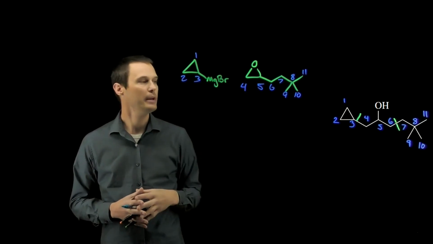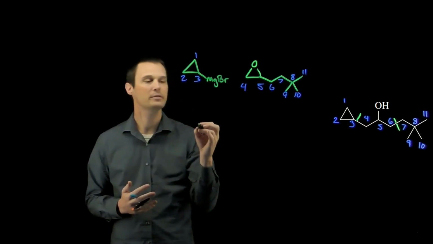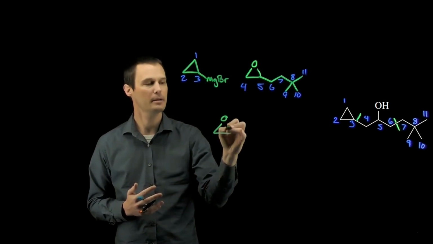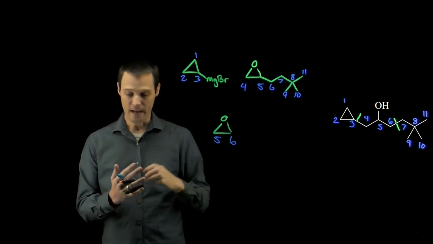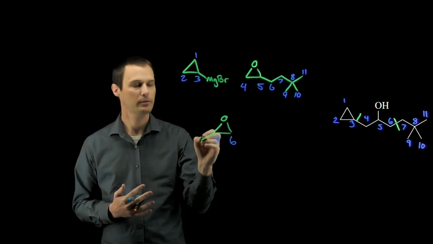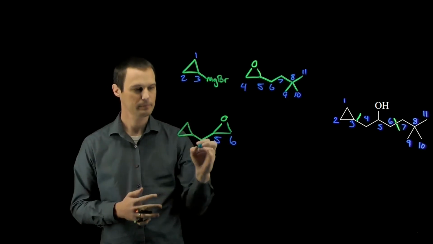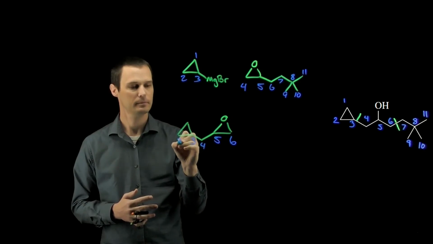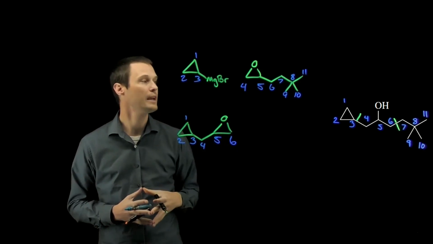The other strategy would be making the 6-7 bond, which means the epoxide used to be between carbons 5 and 6. So if we had an epoxide between carbon 5 and 6, 5 would still be attached to 4. 4 would still be attached to 3, which is still attached to 2 and 1. And we're forming the bond between carbon 6 and carbon 7.